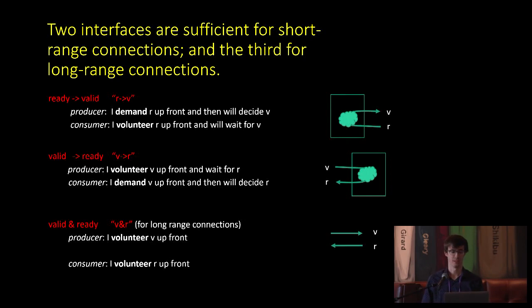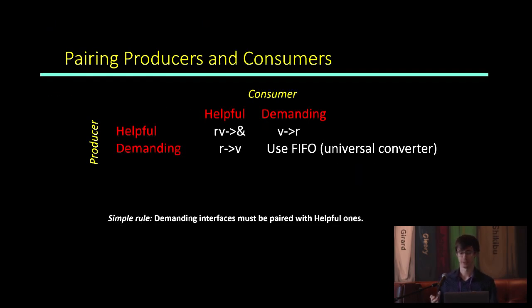So there are really three interfaces that provide universality for connecting latency-insensitive modules. There's ready then valid, where the producer demands R up front and then waits for V. Valid then ready, which is the opposite. This is also called valid yummy in BaseJump STL terminology. And valid and ready, which is used for long-distance connections or just between two helpful interfaces. So these universal interfaces do have one bad case, which is if you have two demanding interfaces, you need to use a FIFO to convert them, because a FIFO has helpful on both ends, so you can strap anything together that way.